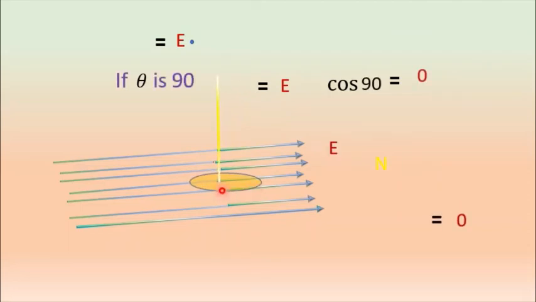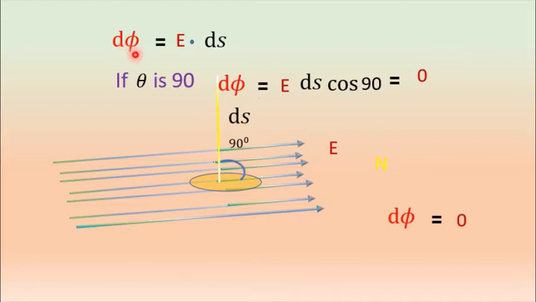The surface is parallel to the electric field, that is, the angle between the electric field and the surface normal is 90 degrees. From the equation, d phi is equal to E dot ds, theta is equal to 90, d phi is equal to E ds cos 90 is equal to 0. So the flux through this surface is 0. d phi is equal to 0.